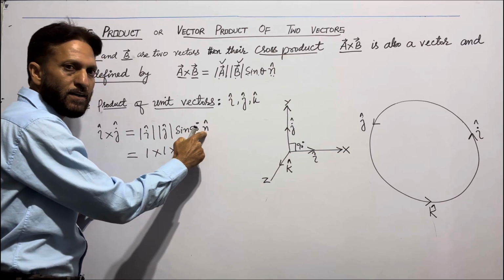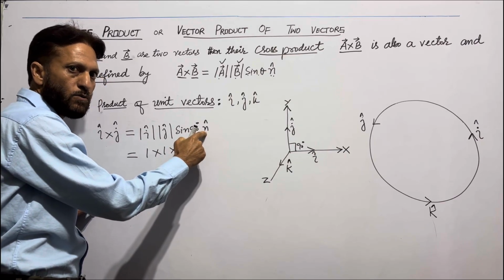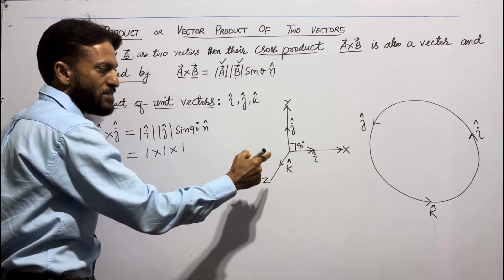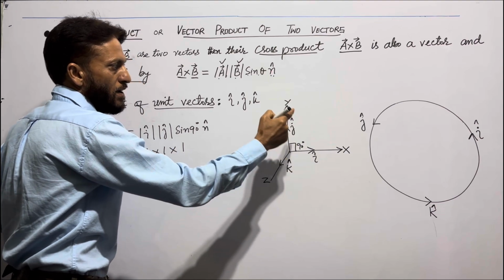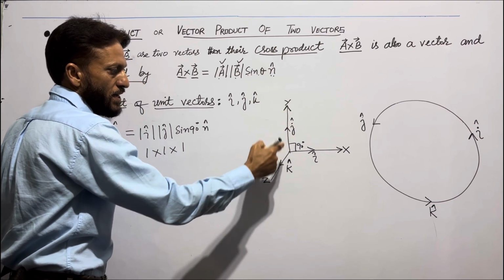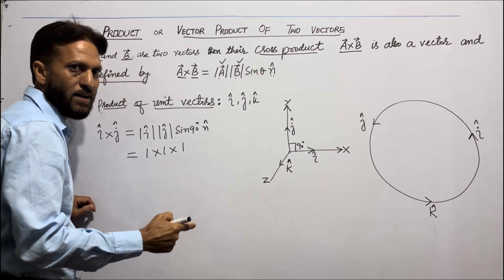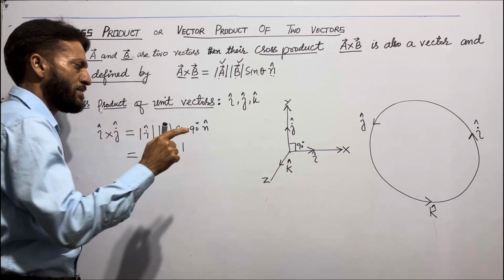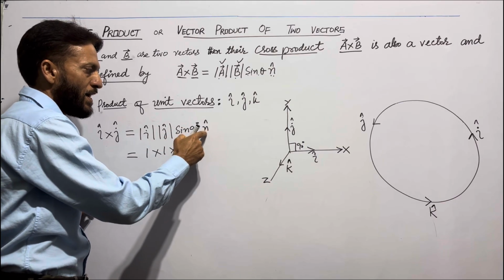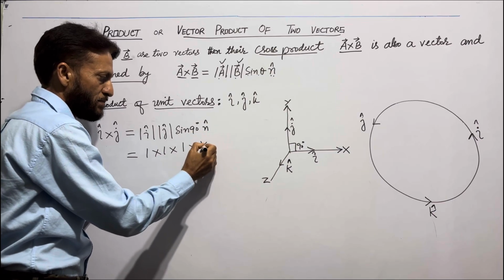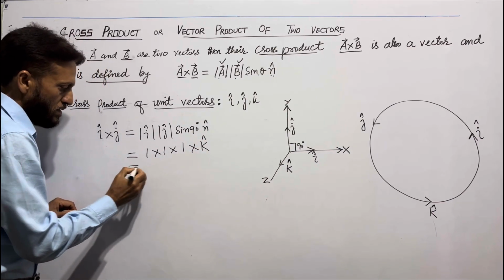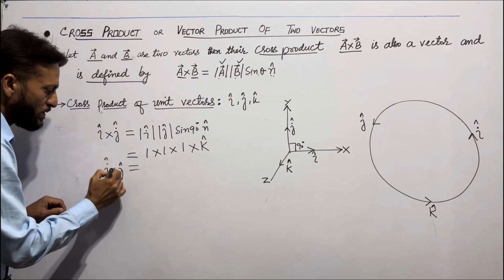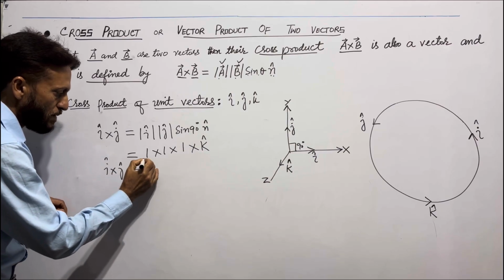And we know that a unit vector which is perpendicular to both i and j is k, because i is along the x-axis, j cap is along the y-axis, and k cap is along the z-axis, and we know that the z-axis is perpendicular to both the x-axis and y-axis. Hence, in place of n cap, I will write k cap. Therefore, we have i cap cross j cap equals k cap.